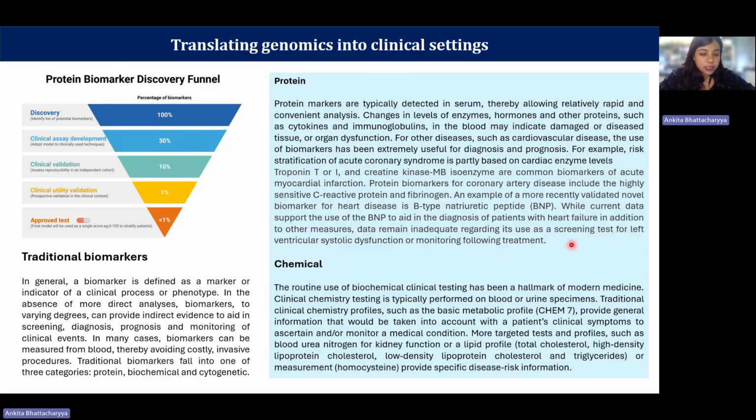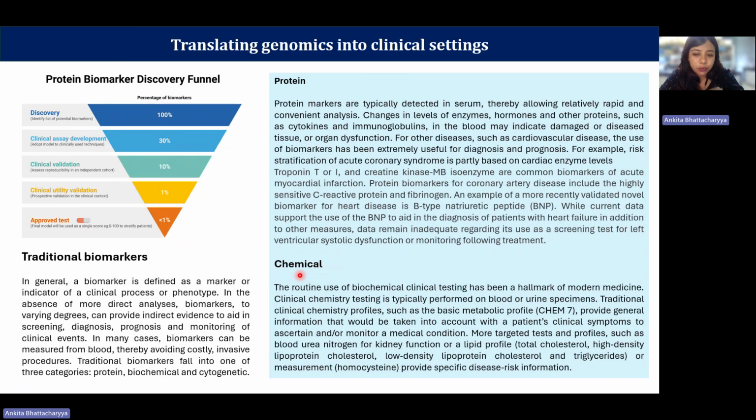When we talk about chemical tests, the routine use of biochemical clinical testing has been a hallmark of modern medicine. Clinical chemistry testing is typically performed on blood or urine specimens. Traditional clinical chemistry profiles, such as the metabolic profile, Chem7, provide general information that can be taken into account with a patient's clinical symptoms to ascertain or monitor a medical condition. More targeted tests and profiles, such as blood urea nitrogen for kidney function, the lipid profile, or measurement of homocysteine, provide very disease-specific risk information.